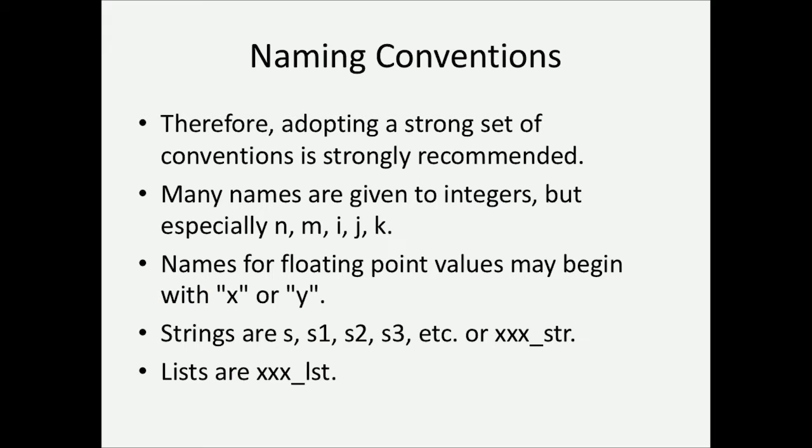Most things are integers, particularly i, j, and k, and an m. Names for floating point values usually begin with x or y. That's just a good convention. Strings, which we're going to learn about, it's s or s1, s2, s3, or a descriptive name and then underscore str. And lists are going to be descriptive name underscore lst, as we'll see.